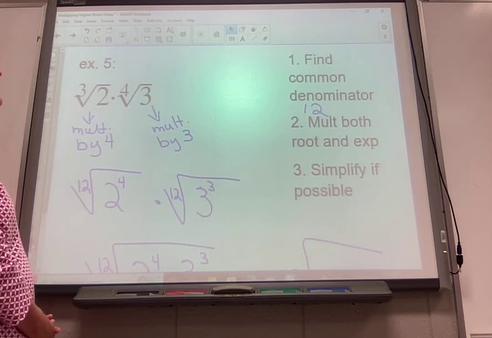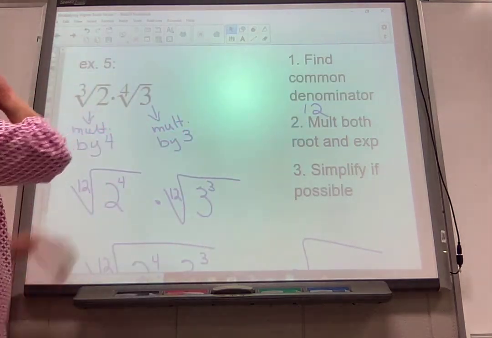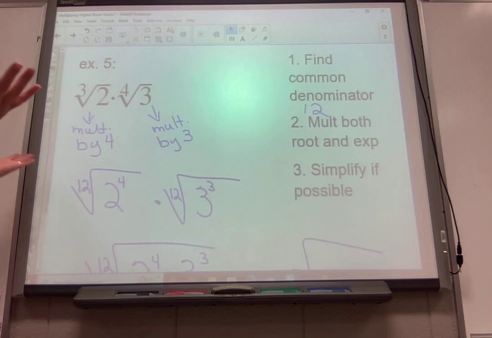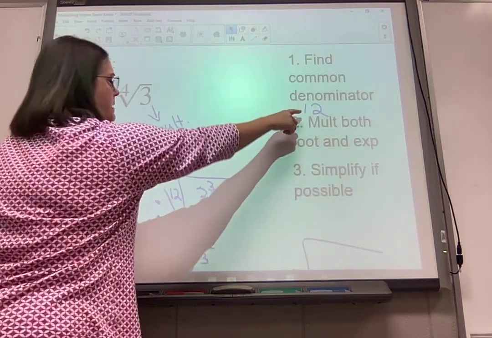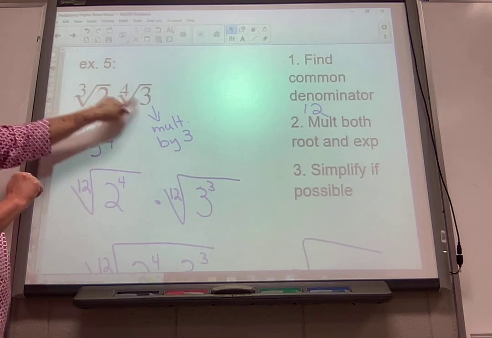And we kind of think of it like it's a fraction. And so we find the common denominator. The common denominator between 3 and 4 is 12. So 12 is my common denominator, and to get to 12, I multiply the 3 times 4 and the 4 by 3.